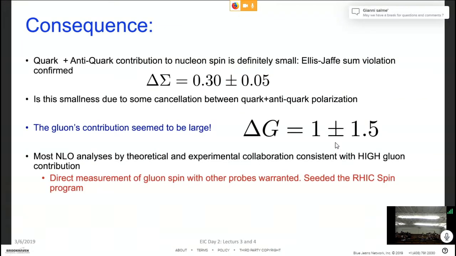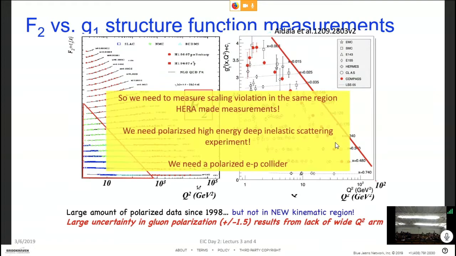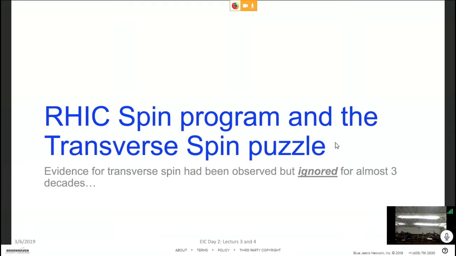The consequence was this. Eventually, we found that over time, this value of delta sigma has evolved with better estimates of the uncertainty, etc., to be about 0.3 plus or minus 0.03, and delta G is still at that point about 1.15. And as I said, the reason is this: this red line here is the same red line there, and we want to go to the region where the gluons actually live. So we need to go to higher energy, and we need the polarized electron-proton collider. And that was the beginning of the RHIC Spin program.